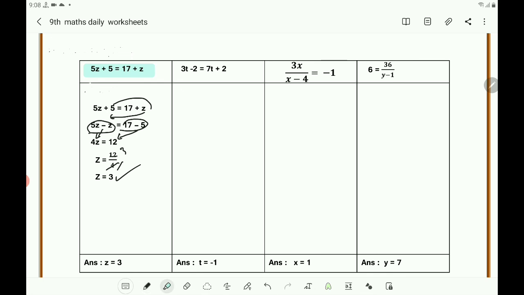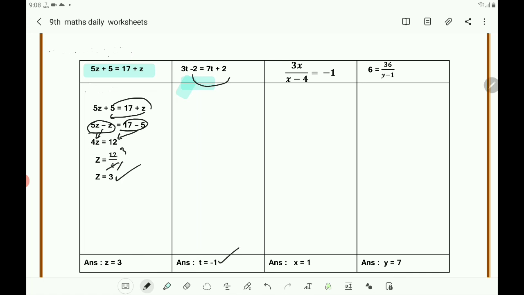Next you take 3t minus 2 equals 70 plus 2. Here also transfer 70 to the LHS and minus 2 to the RHS. It becomes 3t minus 70t is minus 4t, equals 2 plus 2, which is 4. Minus 4t equals 4. So t equals 4 by minus 4, which is equal to minus 1.